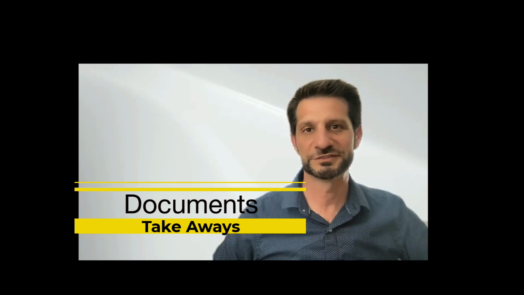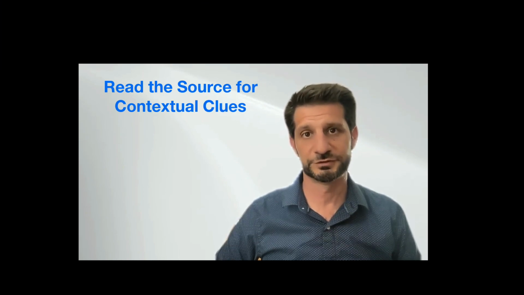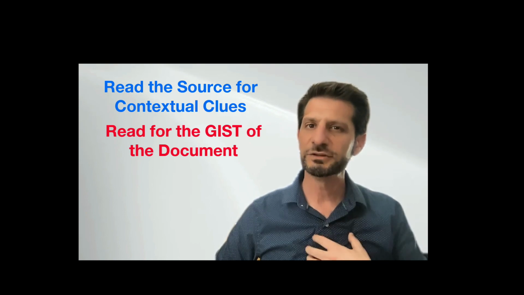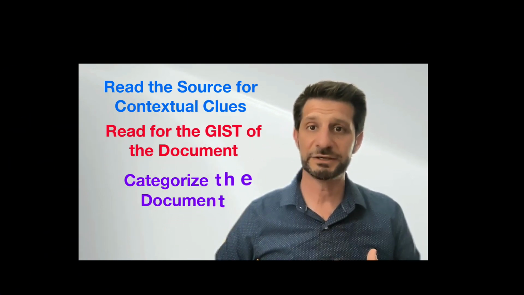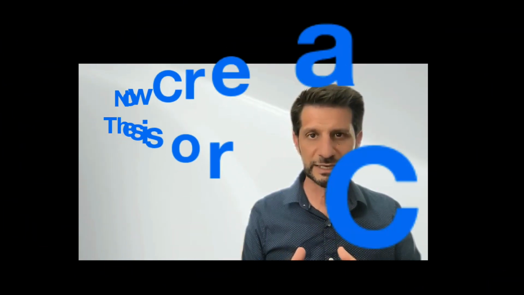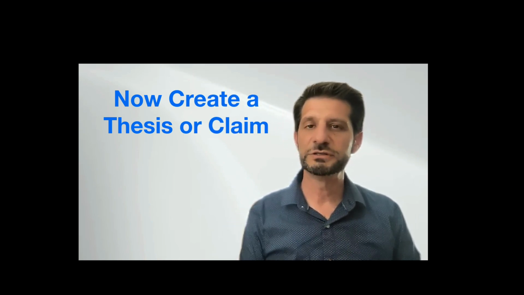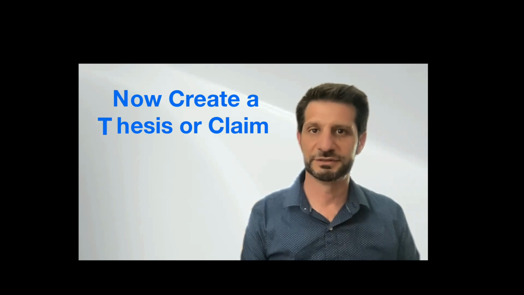Okay, so let's do a brief recap on what you should do when you're using documents for evidence. Very first thing you want to do, read the documents. Go to the documents because they're going to give you the details you need. Now, in order to do the documents, go to the source first. Get some contextual clues for the source. Then dive into reading the document and get a gist of the document. Then look for the significance of the document and categorize it. Once you come up with that common category, now you can create a thesis or a claim, and then you can use those documents to back up that thesis or claim.